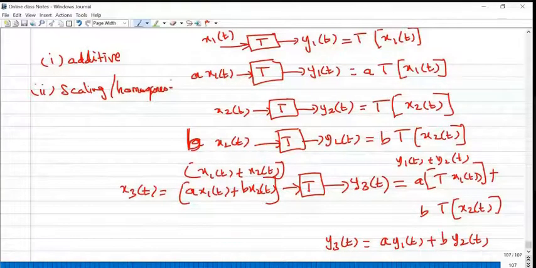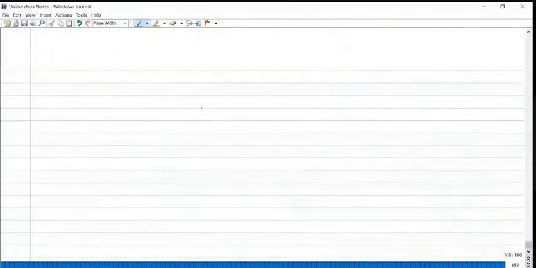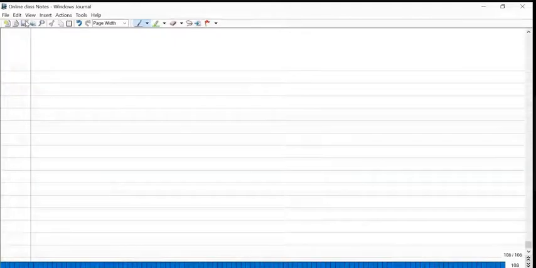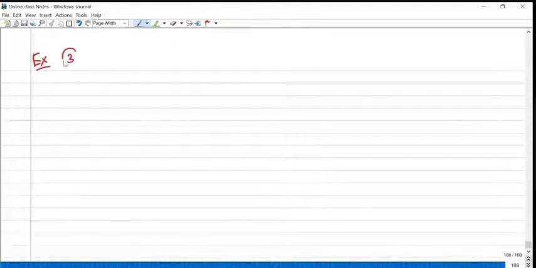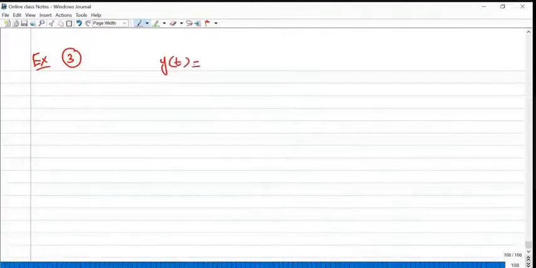If these two properties are satisfied, then we can say that particular system is a linear system. So this is the concept. For problem solving, how to implement this simple logic? Already two problems we solved, so we'll start the third problem today. Identify whether the given continuous time system is linear or non-linear.